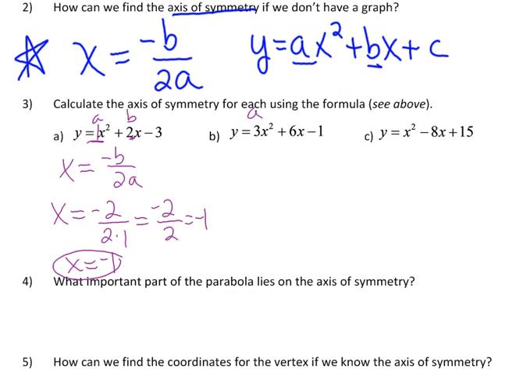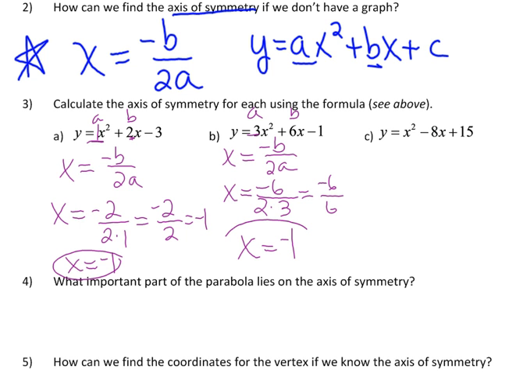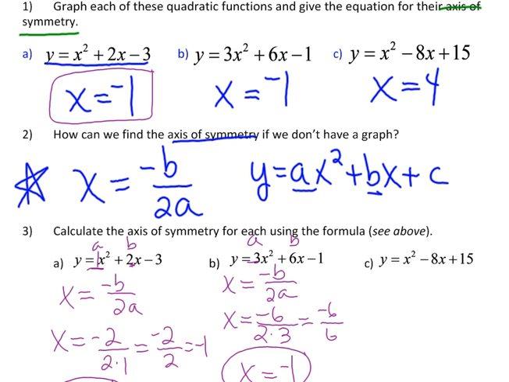On the second one, our a is 3 and our b is 6. So we're going to write our formula: x equals -b over 2a. Some people say the opposite of b over 2a. If that helps you, you can write it that way instead, or think about it that way. So -b, if b is 6, that's -6 over 2 times a, which is 3, so 2 times 3. -6 divided by 6 is -1. So x equals -1. Again, that's what we had for this one up here.